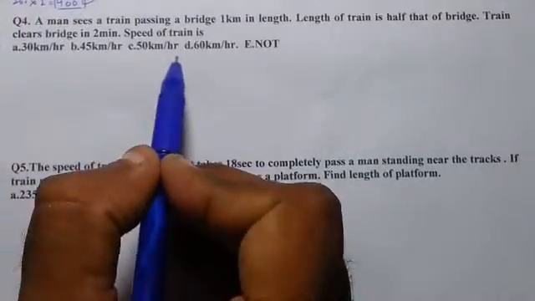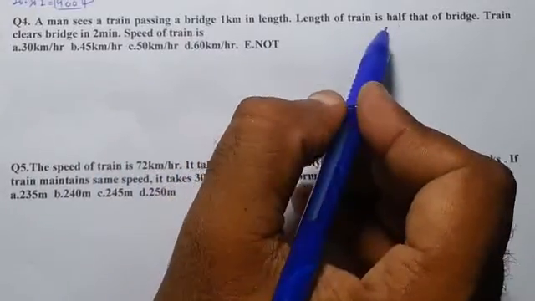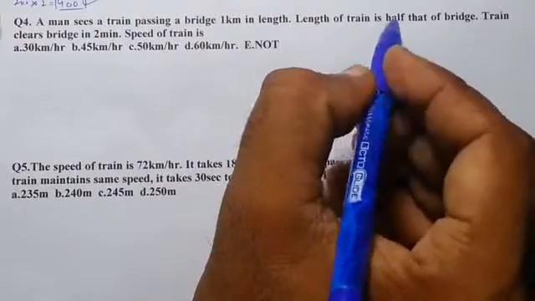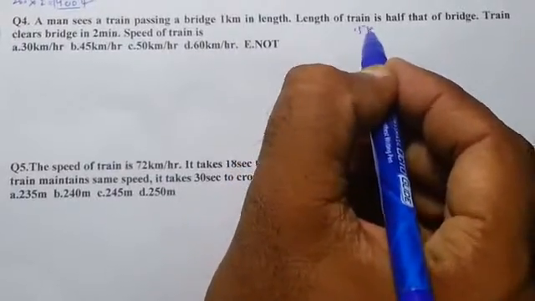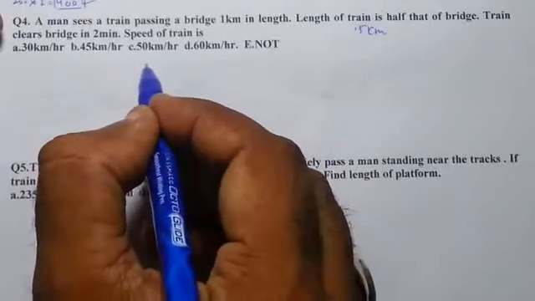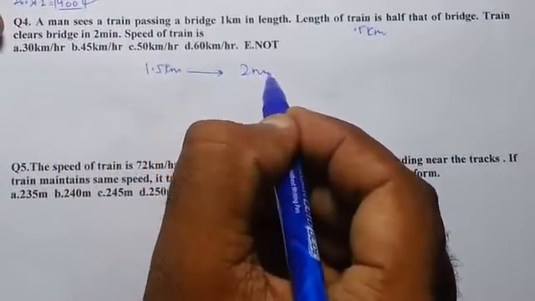A man sees a train passing a bridge 1 kilometer in length. The length of the train is half that of the bridge. So that means if the bridge is 1 kilometer, the train is 0.5 kilometers. And it clears the bridge in 2 minutes. That means the train covers 1.5 kilometers in 2 minutes.